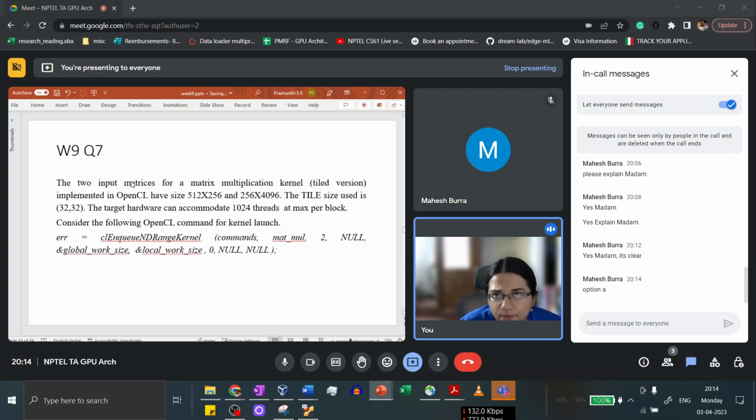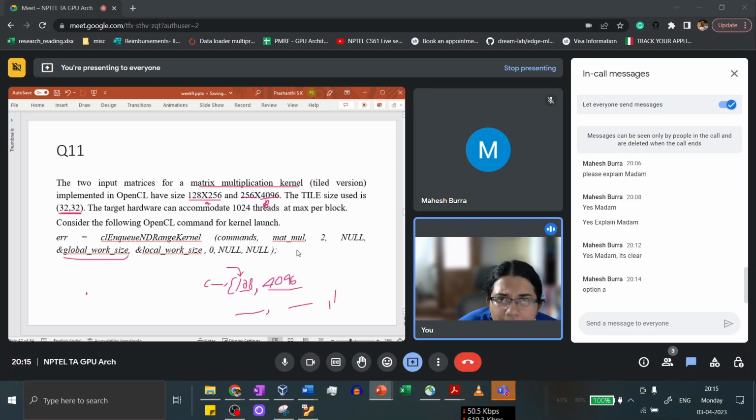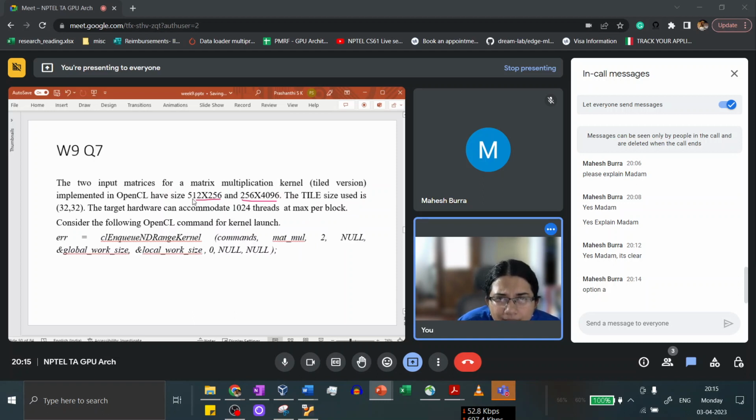So now coming to question 7 and question 8. I'll directly jump to the answer because we just worked this out, so it should be clear. It's again a matrix multiplication kernel. Your dimensions are 512 cross 256 and 256 cross 4096. Is the dimension also the same? 512. Okay, no, it is slightly different. So let's go through it. You have the same global and local work size, and your tile size is 32 cross 32.